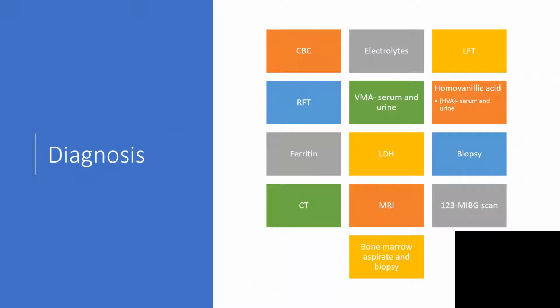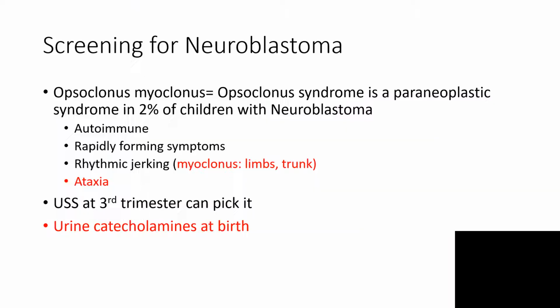The diagnosis could be made having your complete blood count done, check the electrolytes, liver function test, renal function test, and vanillylmandelic acid, serum and urine. Also check for homovanillic acid, serum and urine, because of catecholamines. Ferritin, LDH, do biopsy, do your CT, MRI, and 123 MIBG scan. Bone marrow aspirate and biopsy.